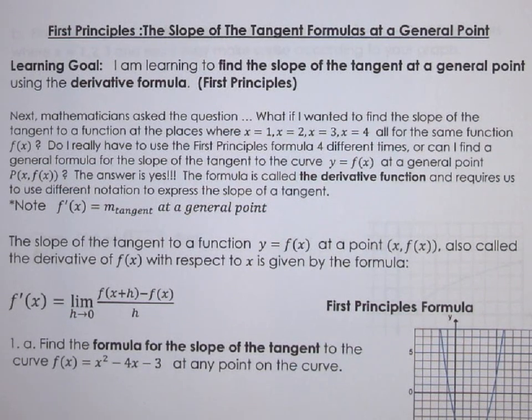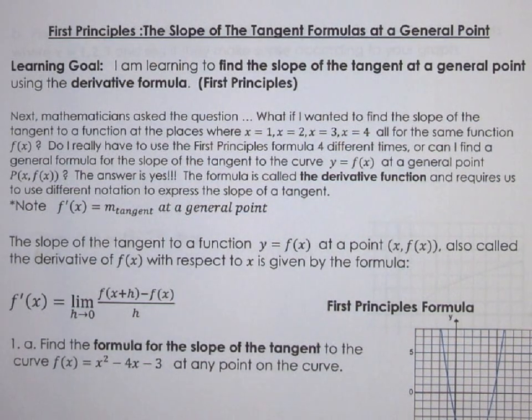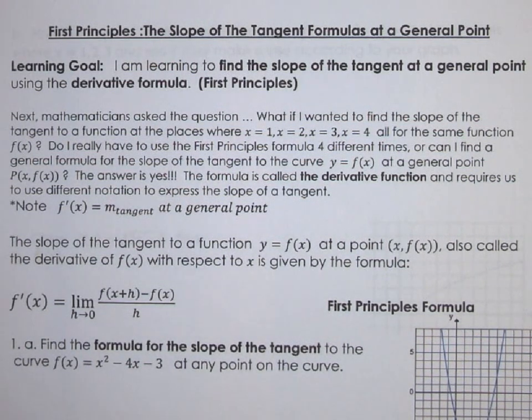Hi everyone. Our lesson today is going to be on finding the slope of the tangent formulas for curves at a general point, and that's our learning goal. So after mathematicians found a formula to find the slope of the tangent at a specific point, the next question they asked themselves was, what if you wanted to find the slope of the tangent to a function at places where x is 1, 2, 3, 4, etc., all for the same function, f at x?